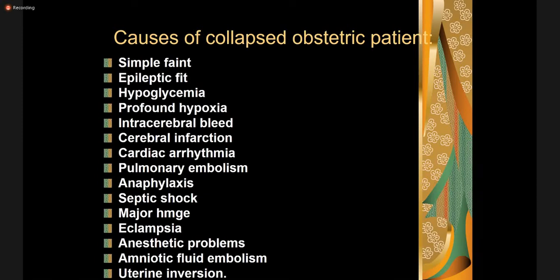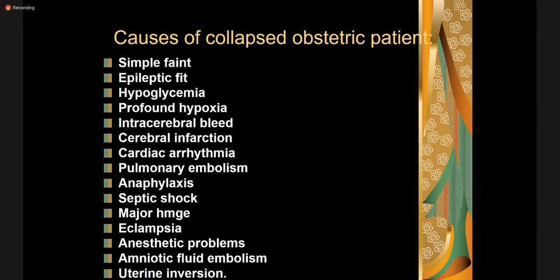Simple faint. Always start with a normal thing, because maybe due to hot weather, maybe she has not eaten anything, maybe she has been vomiting and she has fainted. Number 2, take history of epilepsy. Hypoglycemia, yes, sometimes the woman is having excessive nausea, excessive vomiting, hyperemesis gravidarum. So they do not eat anything.